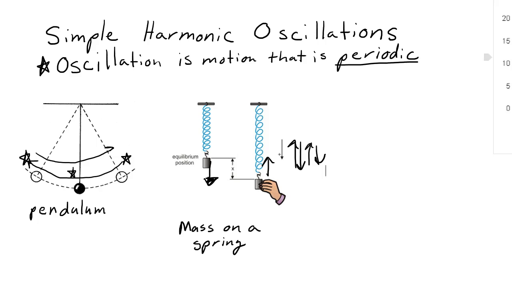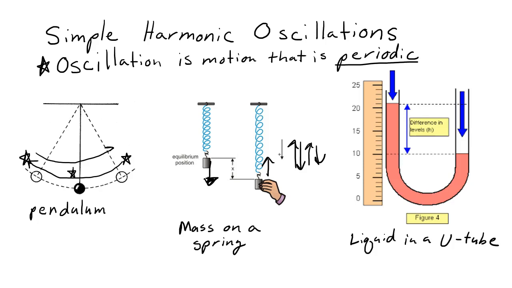The last common example in physics questions of things that oscillate is what's called a U-tube. The liquid on one side of the U-tube over here is higher than the liquid on the other side. Gravity wants to pull down the higher side, and because the higher side goes down, the lower side goes up, and it's going to oscillate back and forth as the two sides of the tube try to come to an equal level. So that's the third type of oscillation that's commonly seen in physics questions.